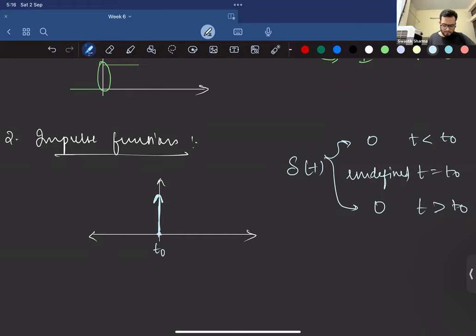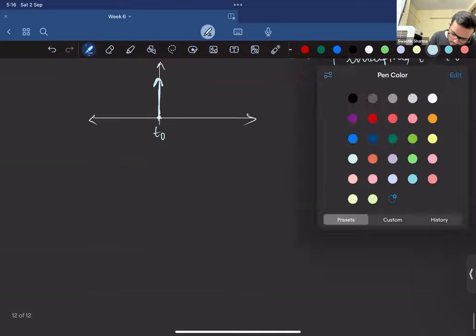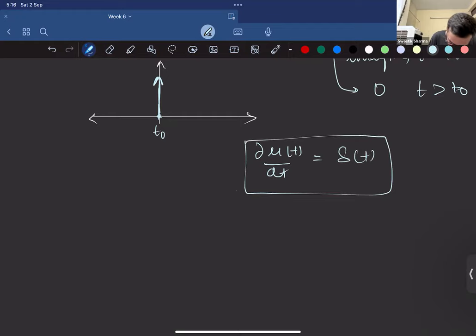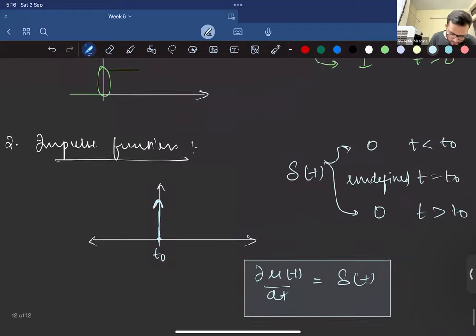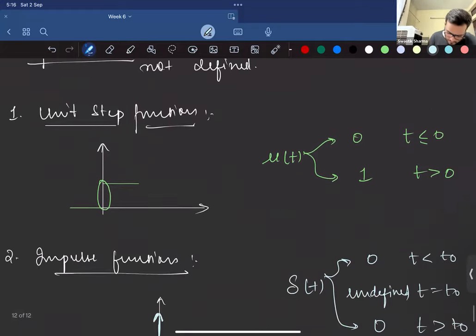Right? And the differentiation of the unit step function is a delta function or an impulse function, because if you differentiate at this singular point, there is an undefined value, as I said.